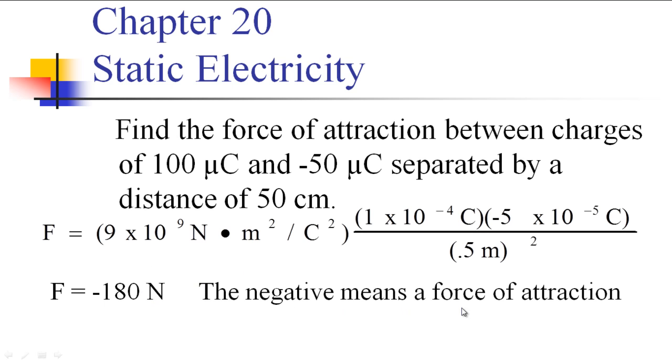So the negative sign means there's a force of attraction. So these objects are going to be attracted to each other, which is obvious because this is positive, this is negative, and we know that opposites attract.